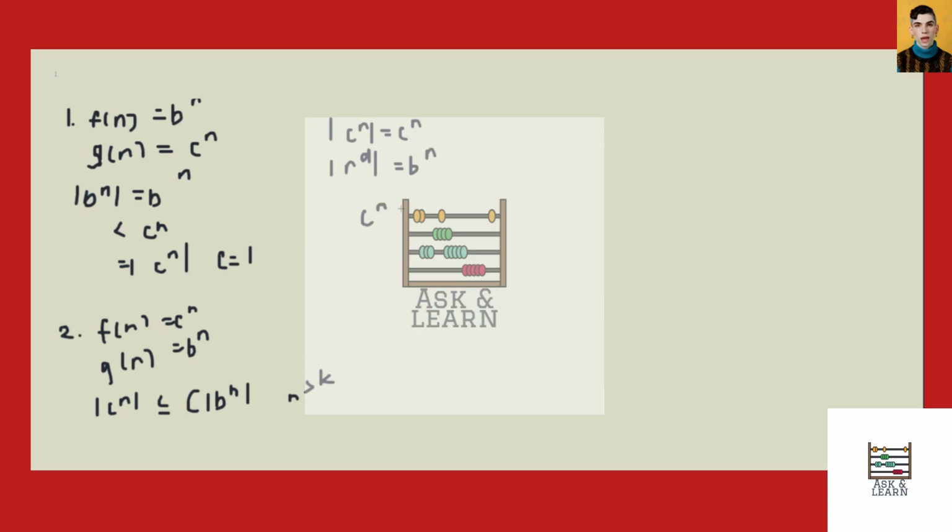So c to the n is less than or equal to big C times b to the n, and since b is bigger than 0, then we know that b to the n is bigger than 0 as well. So let's divide each side by b to the n. So c to the n divided by b to the n is less than or equal to big C. So we can rewrite this inequality as (c over b) to the n is less than or equal to big C. And since c is bigger than b, the base c over b is bigger than 1. So we have a contradiction because the function (c over b) to the n is unbounded when n is large.